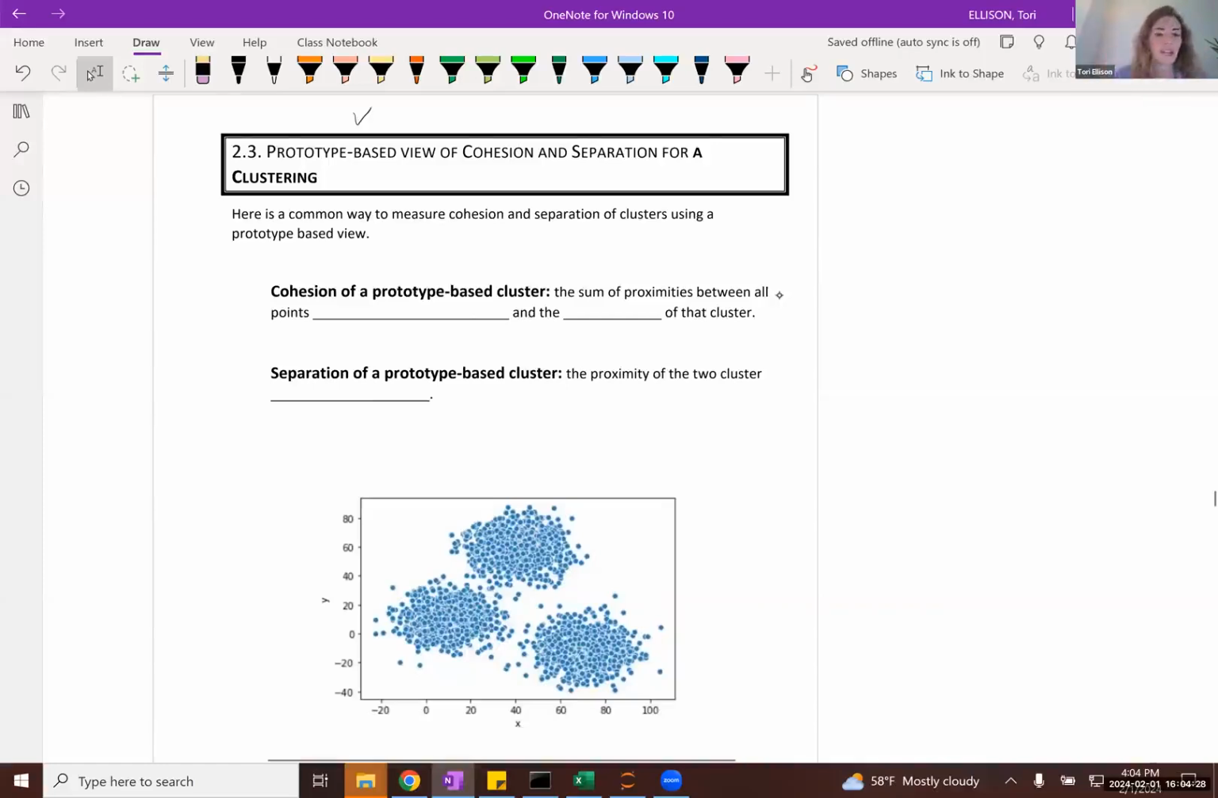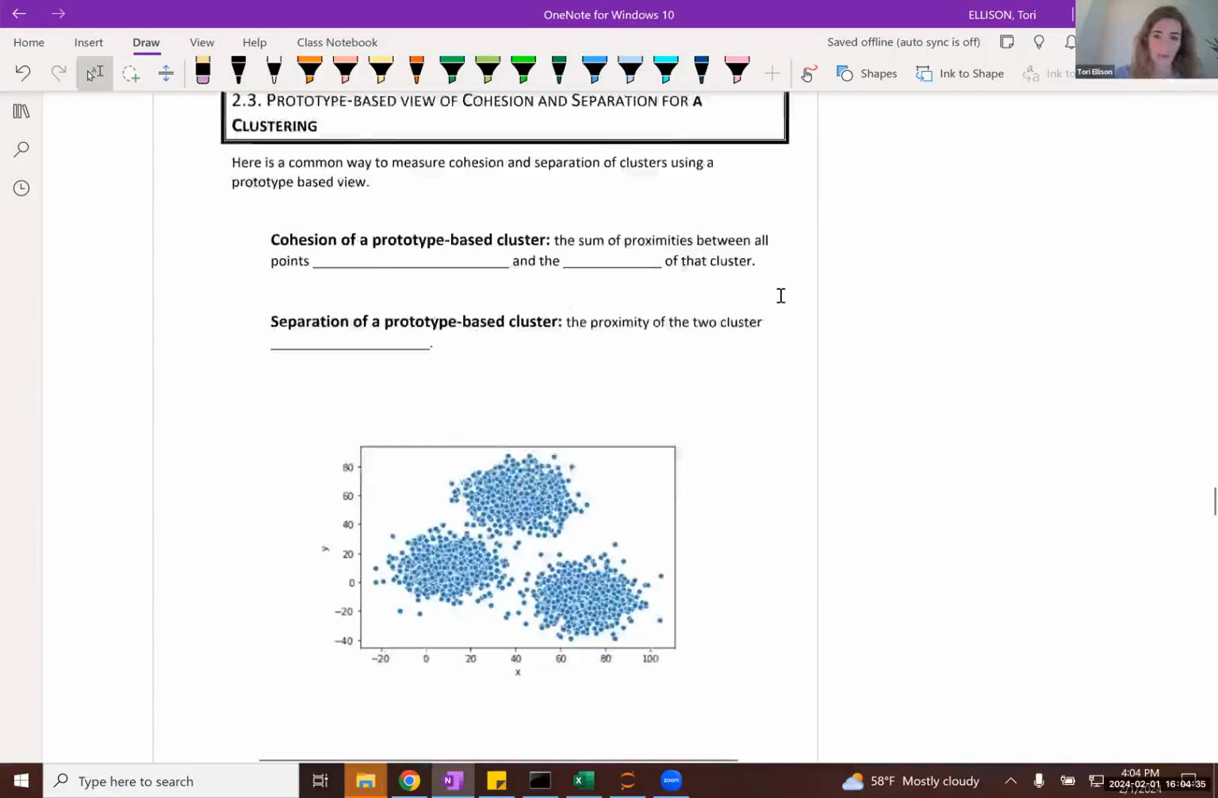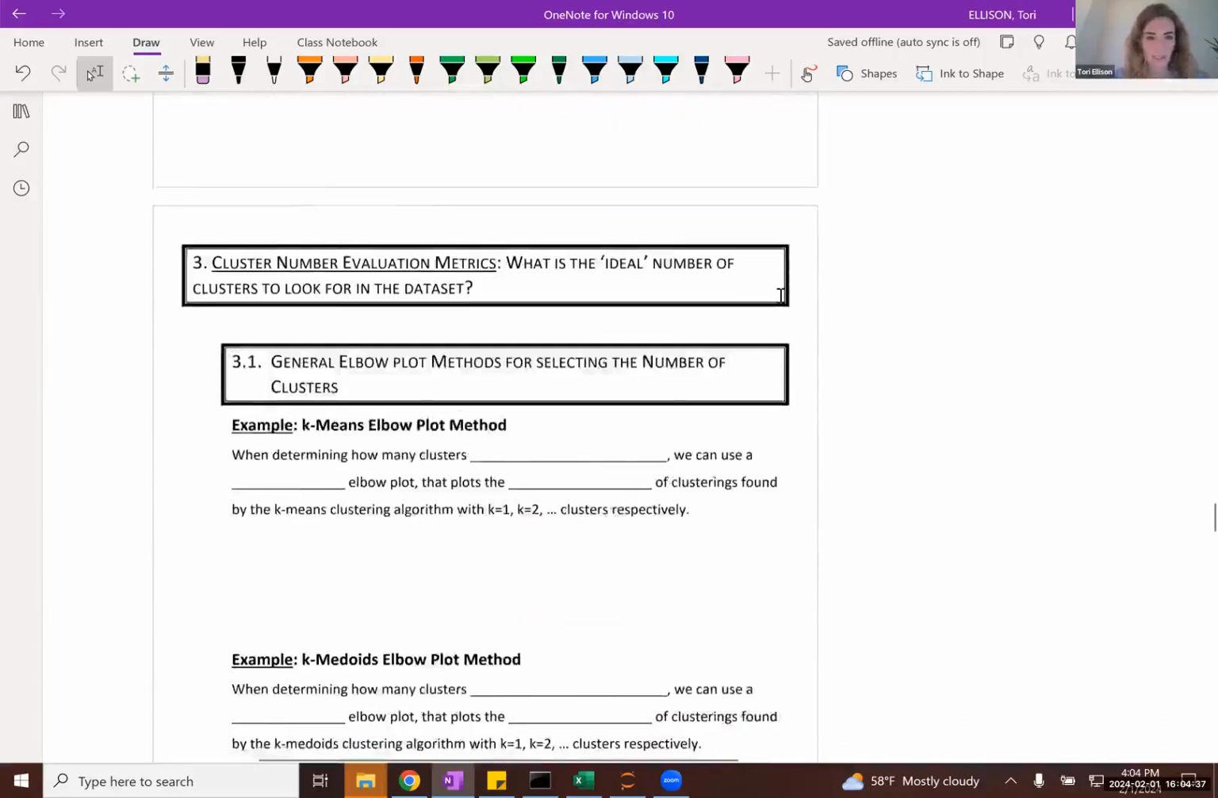This is going to be based on the notion of a prototype, which is going to be very similar to how we define our prototype-based clusters in Unit 2. We'll come back to this a little bit later.